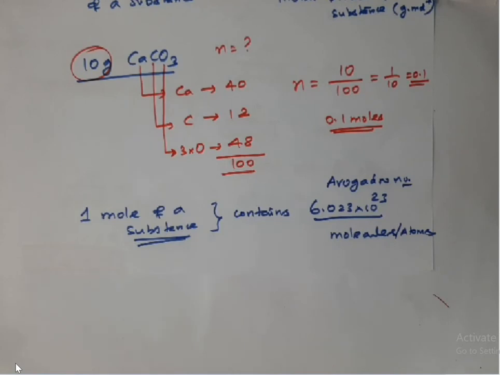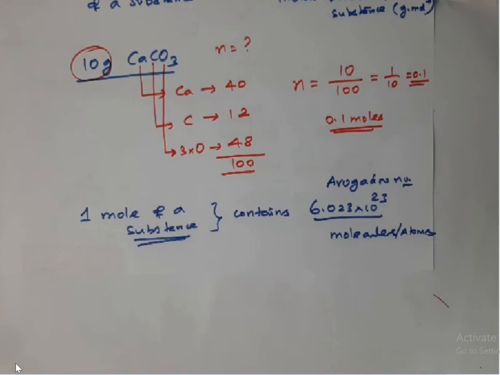Students, is this clear? 1 mole means Avogadro number of particles should be there. The particle may be molecules or the particle may be atoms. Is this clear, students? Any doubt?